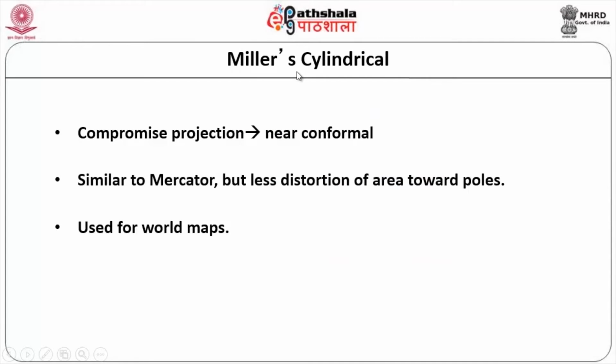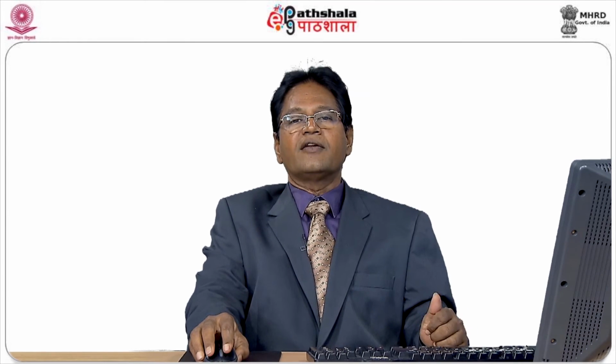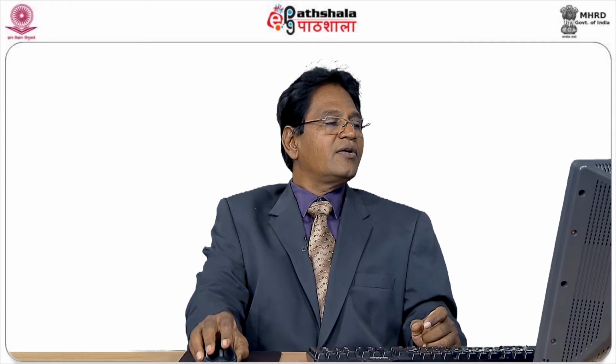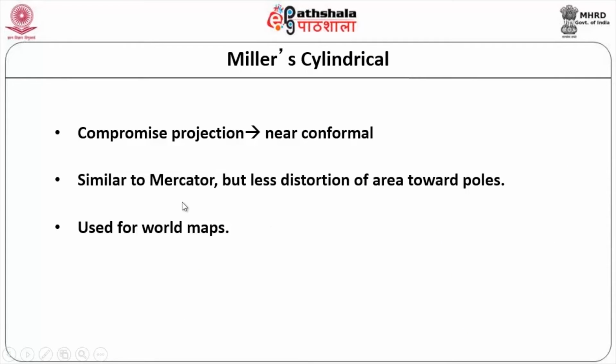Miller's cylindrical, which I told you about a little earlier, let us see the detail. This is more of a compromise projection and it is close to near conformal, but not exactly conformal. It is more similar to Mercator, but with less distortion of area towards the poles.